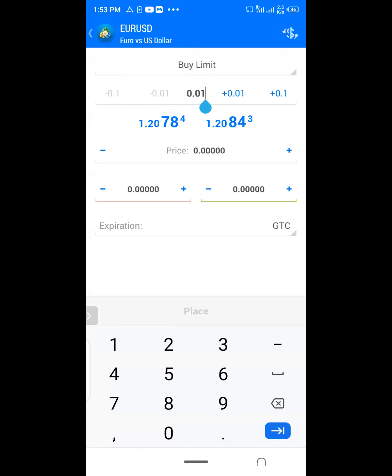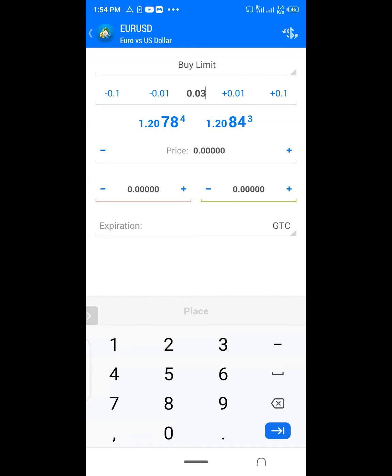If I decide to change to 0.02, per pip of 0.02, I'm going to be making 20 cents. If I change to 0.03, per pip of 0.03, 30 cents. 0.04 per pip is 40 cents. That is the micro lot size.